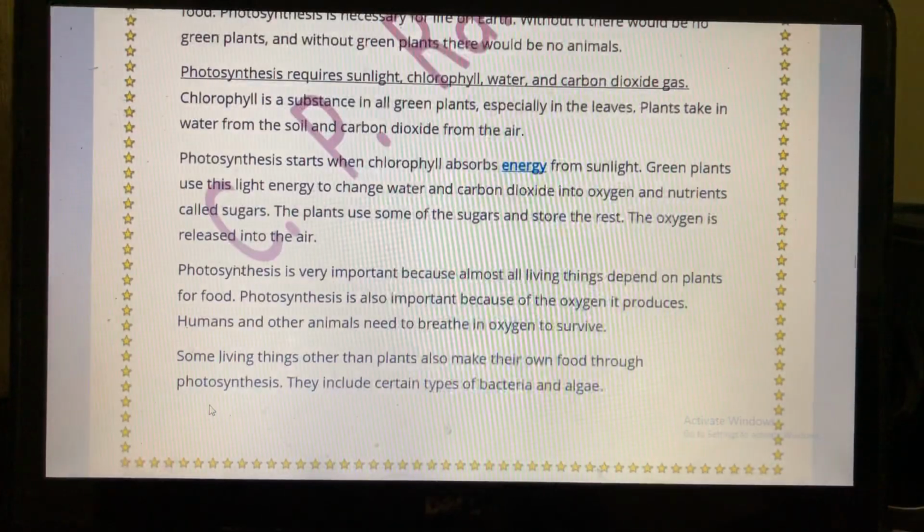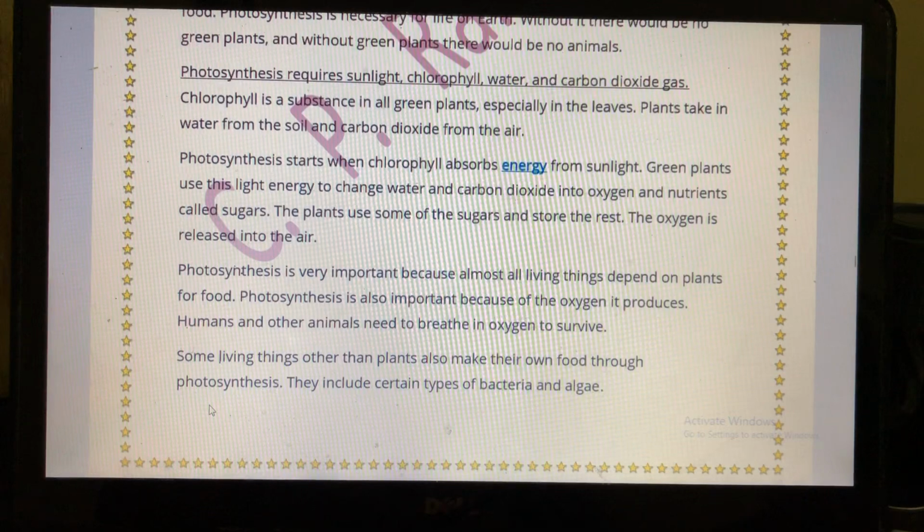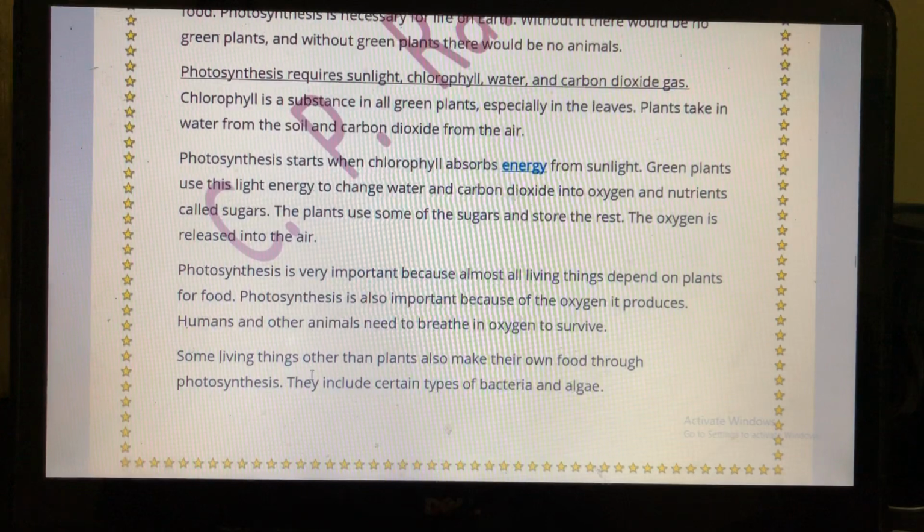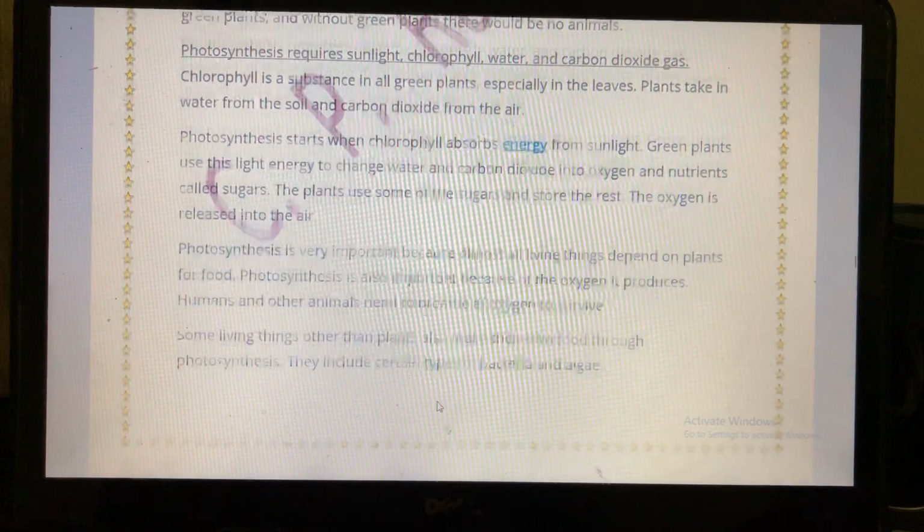Photosynthesis is very important because almost all living things depend on plants for food. Photosynthesis is also important because of the oxygen it produces. Humans and other animals need to breathe in oxygen to survive. Some living things other than plants also make their own food through photosynthesis. They include certain types of bacteria and algae.